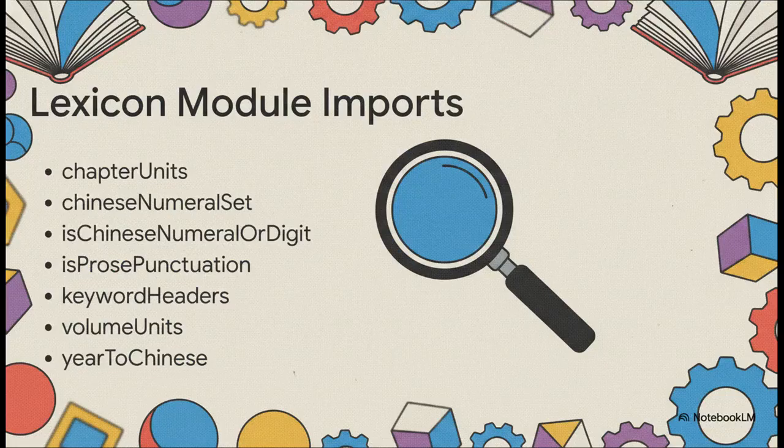This next part builds out the actual testing environment. The author isn't just importing the member function. They're pulling in a highly specific list of lexicon functions from their own project. We're talking everything from chapter units and volume units all the way to isProsePunctuation. This whole list sets up the exact parameters for their test cases. And the primary target for that new member function we were just talking about? It's right there in the mix, Chinese numeral set. They are getting ready to assess whether specific elements exist within that very set.